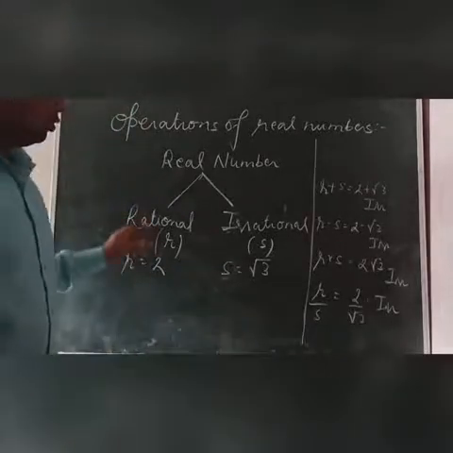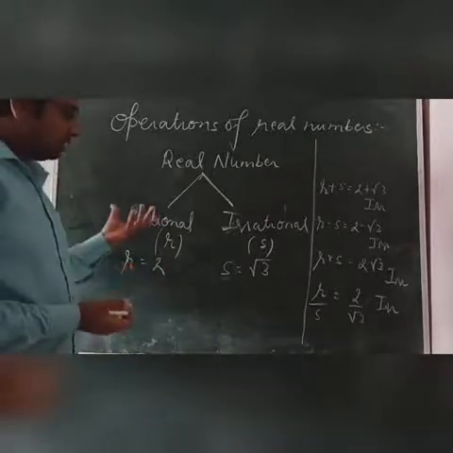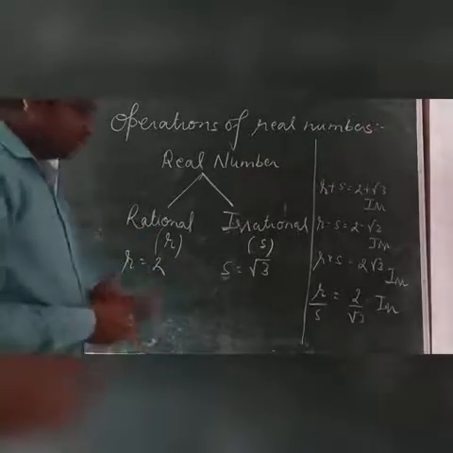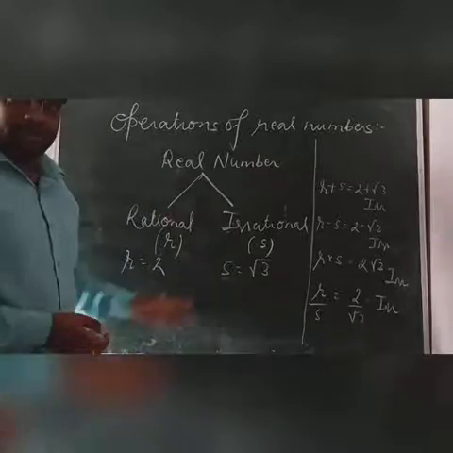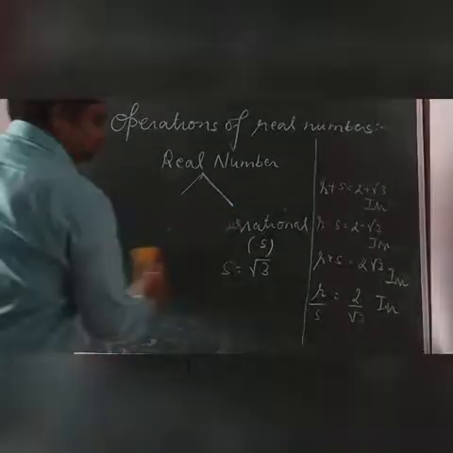Okay. So now if any real number is given, any type of real number, meaning rational or irrational, we can find its property with the help of this. So now I am taking exercise 1.5.